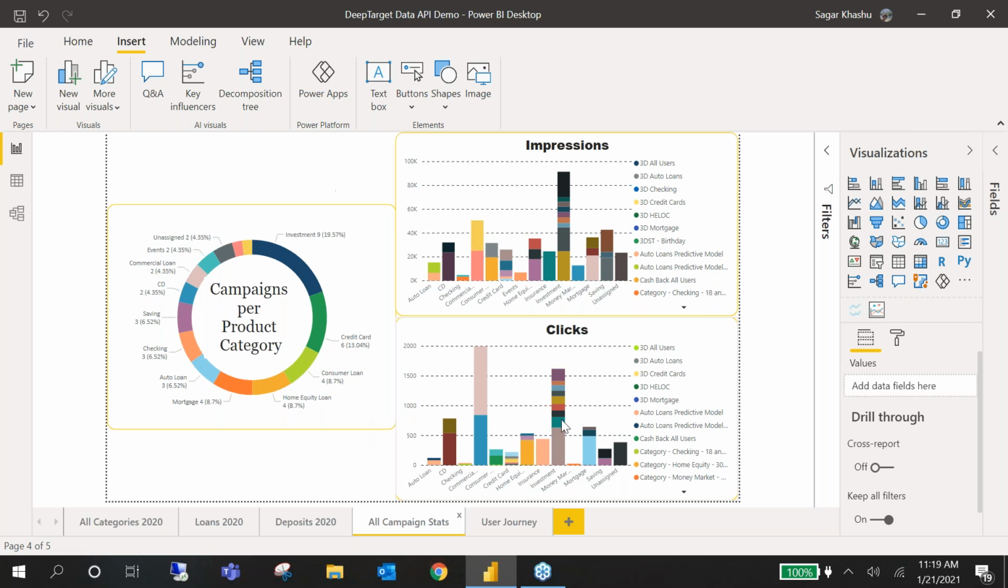You also have an impressions and clicks graph here on the right side, which I find very interesting because if you notice, each bar on the impressions and clicks graph denotes one specific category, but inside each of those categories, you can see how much each of the campaigns within those product lines contributed in terms of impressions and clicks. So that's a very interesting insight that you can derive from, again, the data API and the information that you retrieve from the data API at a campaign level.